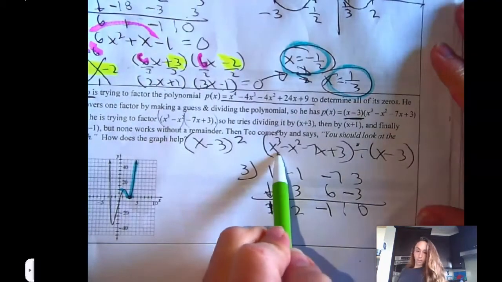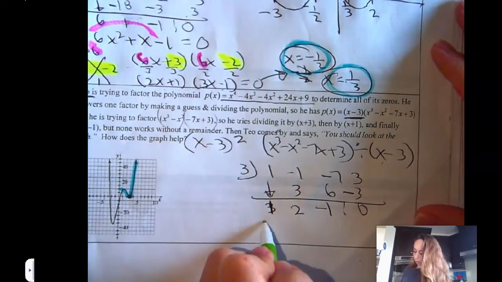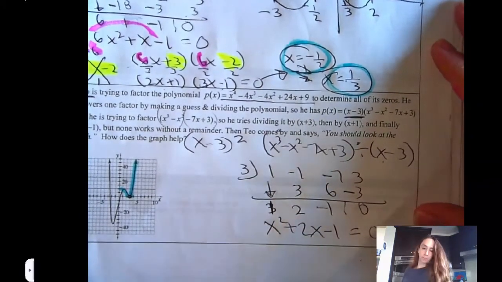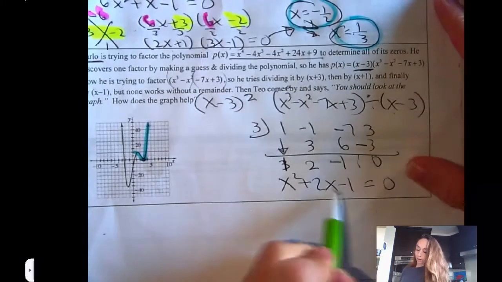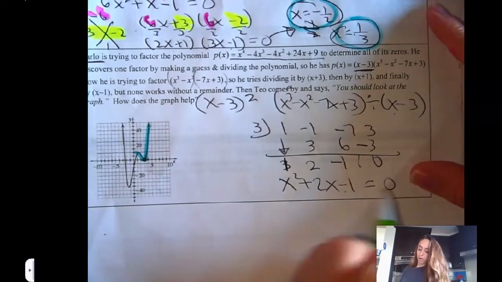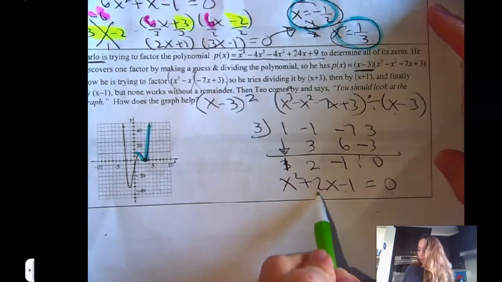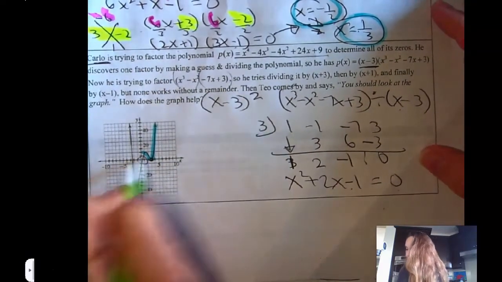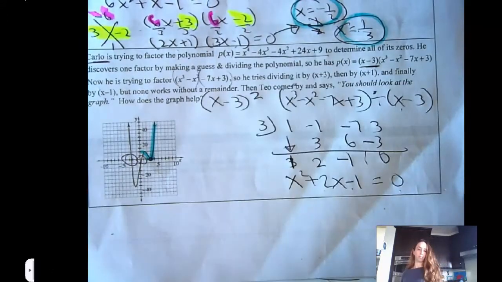So I had 3 x's. I took out 1. That means I'm left with 1x squared plus 2x minus 1 equals 0. And now I can't find 2 numbers that multiply to get negative 1 and add to 2. So that means I'm going to have to do the quadratic formula, which is something I knew because that was a decimal and that's a decimal. So I know that it wouldn't be factorable.